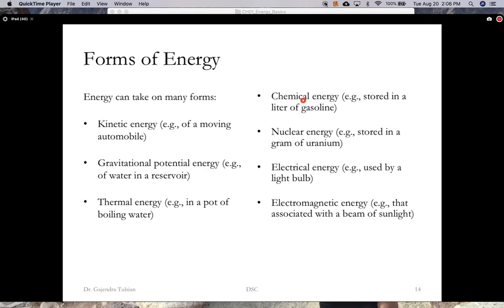For instance, when you burn wood or coal, chemical energy is released and converted to heat. Nuclear energy is the binding energy of the nuclei in the nucleus of an atom. Electrical energy is the most useful form for us, which is what we use to run our electric motors and all that. And electromagnetic energy is the energy in radiation, like light, X-rays, and gamma rays, and so on.